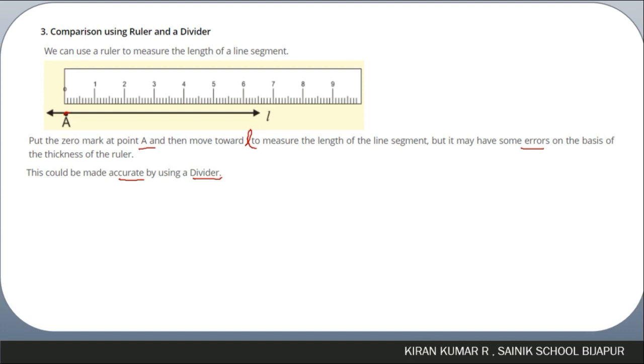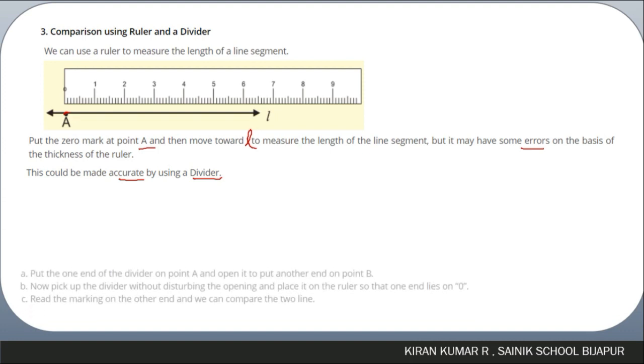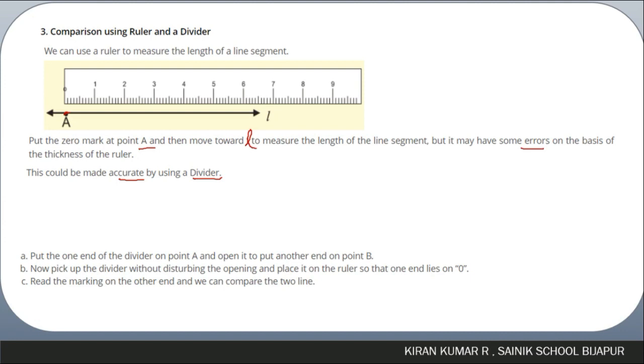What are the steps to be followed to use the divider? The steps are: put one end of the divider on point A, then open it to put the other end on point B. Now pick up the divider without disturbing the opening and place it on the ruler so that one of its ends lies on 0. Read the marking on the other end, and we compare the two line segments in this fashion.